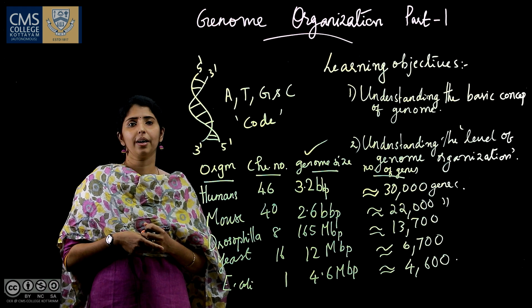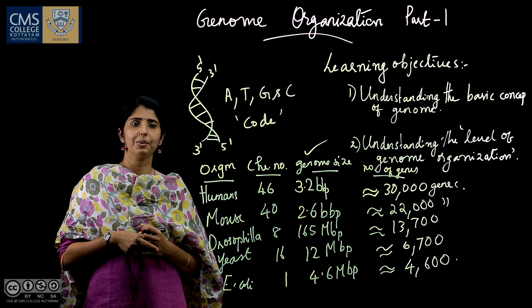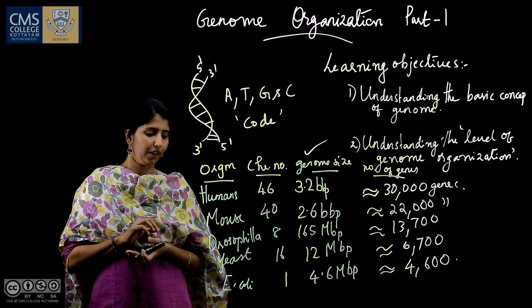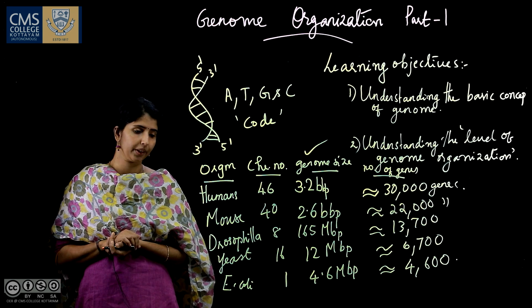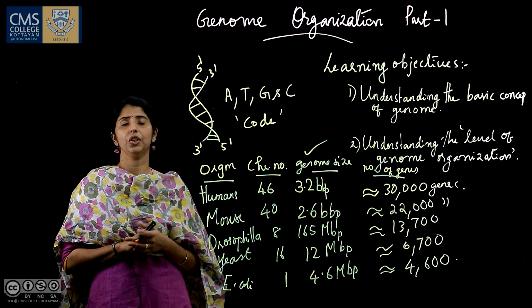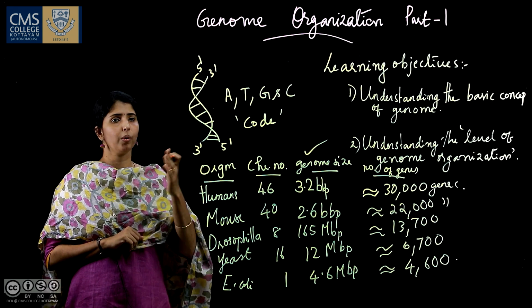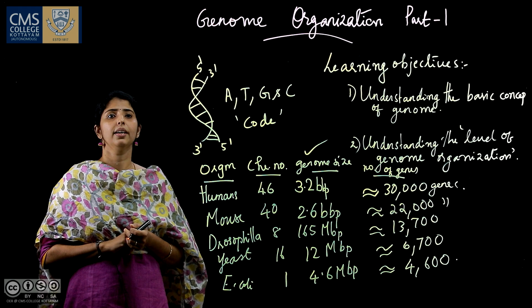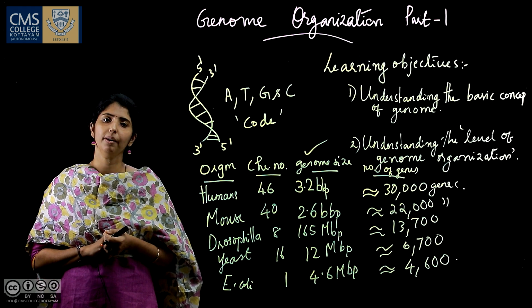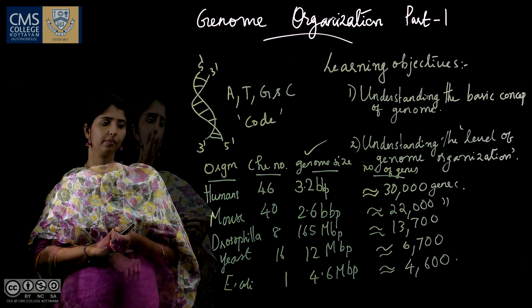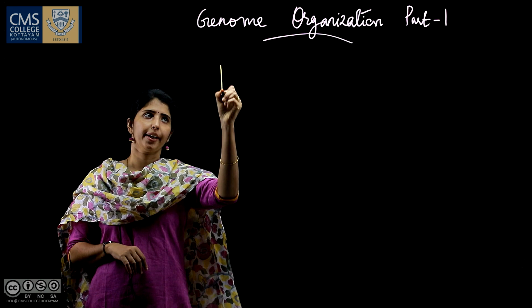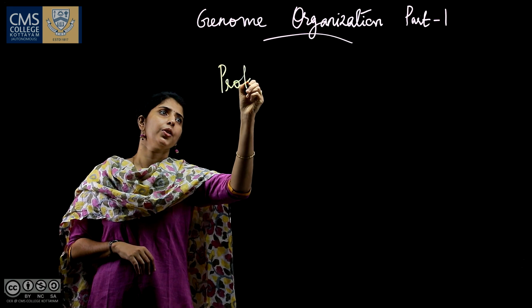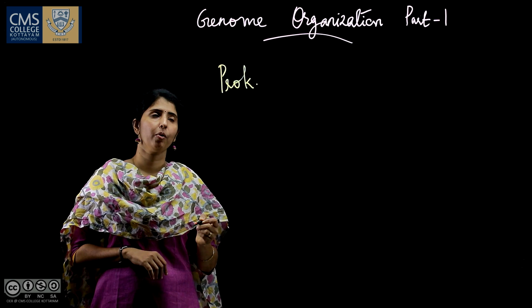So now we need to understand how the genome is packed inside a cell to fit properly. We'll look at the genome organization of both prokaryotes and eukaryotes, and at first we'll consider the genome organization in prokaryotes. Prokaryotic genome organization. We will consider the example of bacteria.